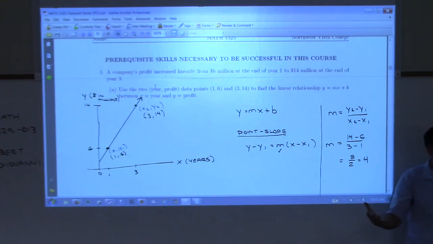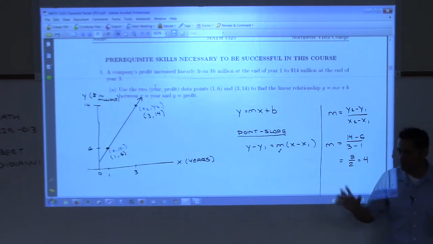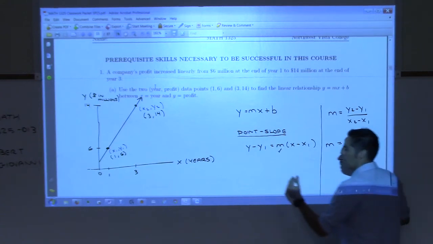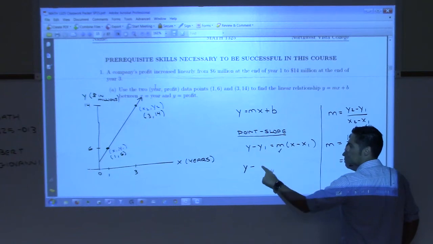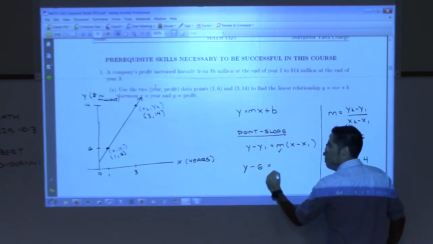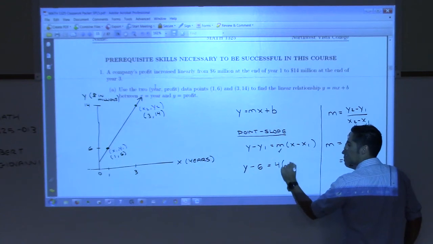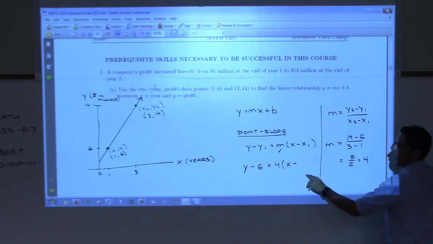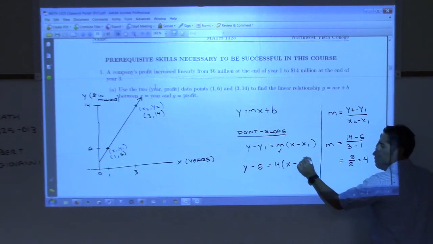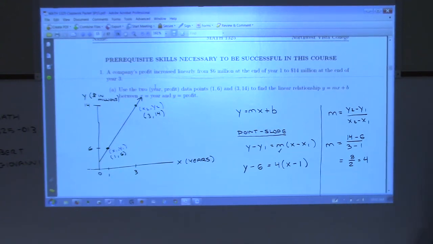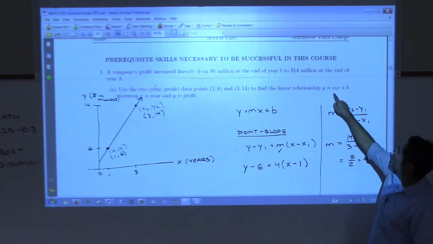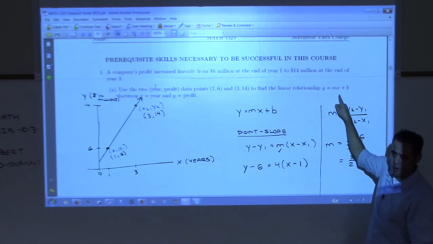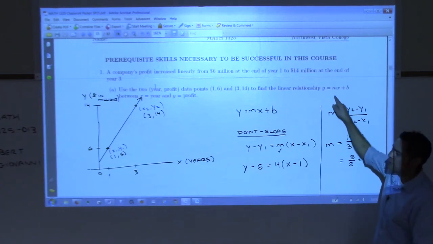And that will give us an equation. Now it's not the final answer, but it is the equation of the line. So I come in here and I write y minus, what's y1? 6 equals m, which was 4, times x minus x1, which was 1. So is this the equation of that line? Yes, it is. Now, is it the y equals mx plus b version of the line? No. So how do we get this to look like this? What do you have to do?